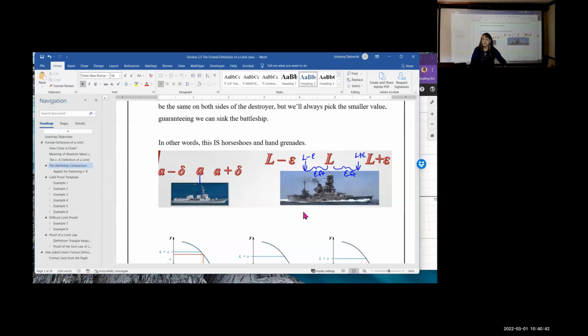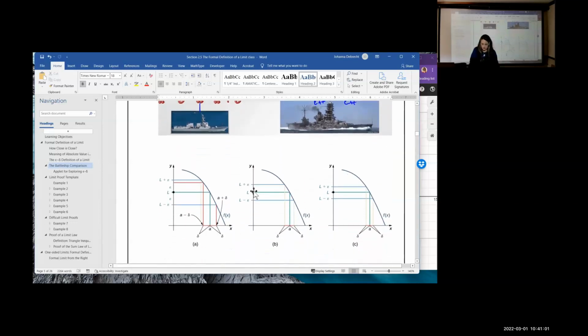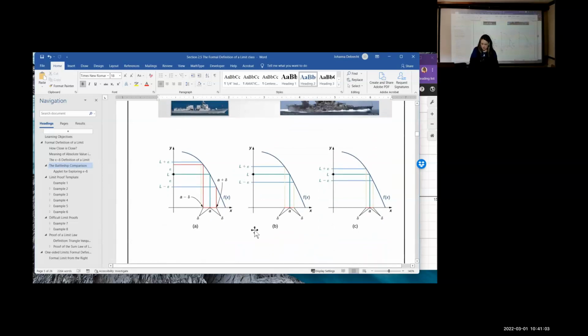This is horseshoes and hand grenades. When you throw a hand grenade, you do not have to throw it on top of your target. It could be close and still blow it up, but how close is close enough? That's exactly what we're trying to find out with an epsilon delta definition. How close is close enough?